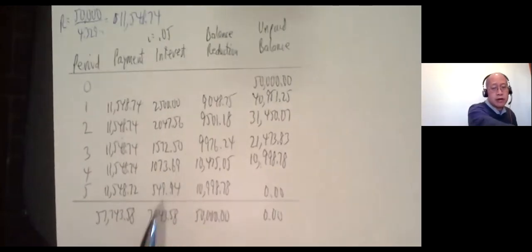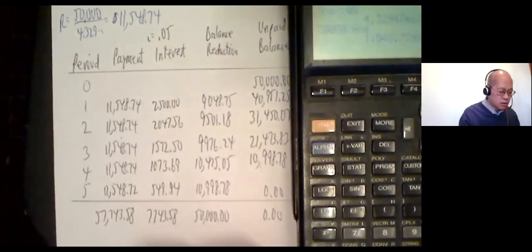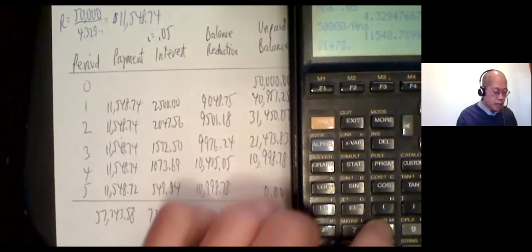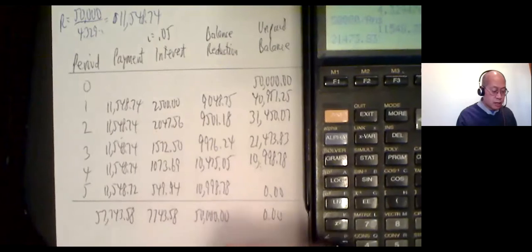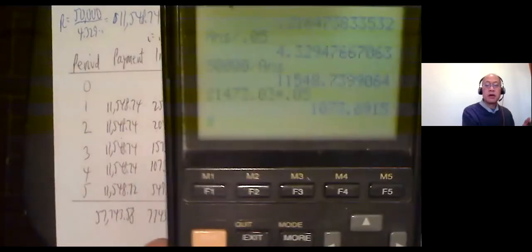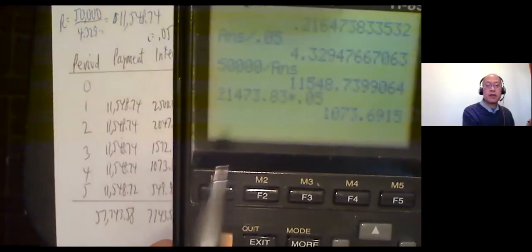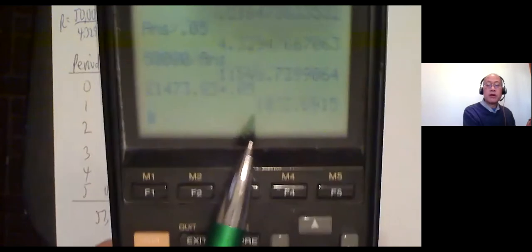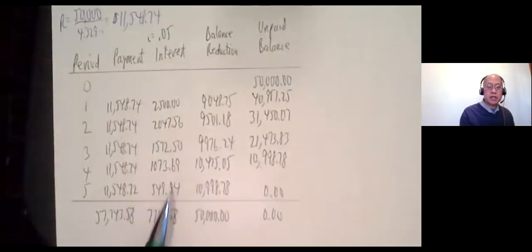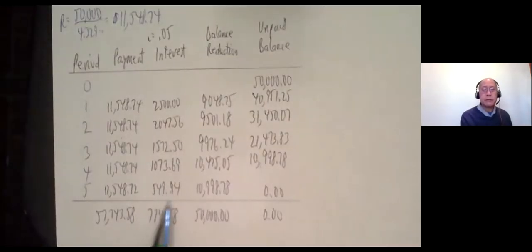Okay, and I'll actually show you that for this particular one. 21,473.83 times 0.05. Okay, so 21,473.83 times 0.05 is 1073.6915. The 6915 means 0.69. Subtract that minus that is that.